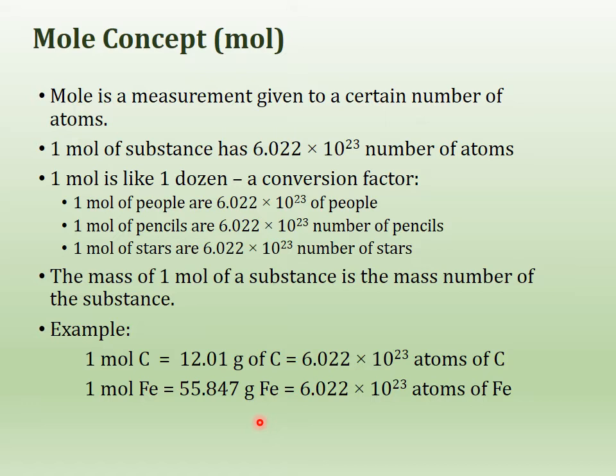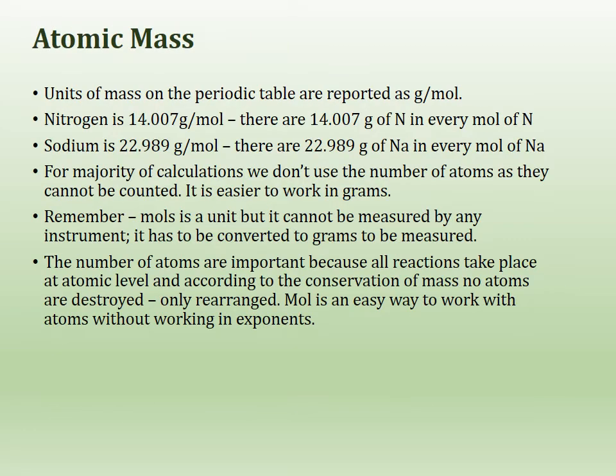Now we're actually giving it a unit. This is the mass number from the periodic table, and that mass number is equal to 1 mole. You can take any element from the periodic table, and that will be 1 mole of the element, equal to the mass number of that element in grams, and that 1 mole is then equal to 6.022 times 10 to the power 23 atoms.